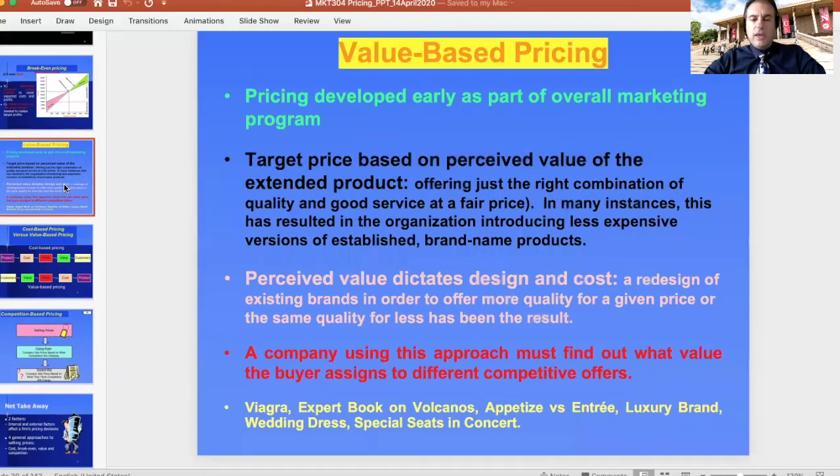Value-based pricing is a method that this time is not looking internally, and not looking externally at investors. It's looking externally at the most important person in the market, which is the consumer. It's looking at what benefits the consumer will get from buying this product, and what the perceived benefits are that they would get.